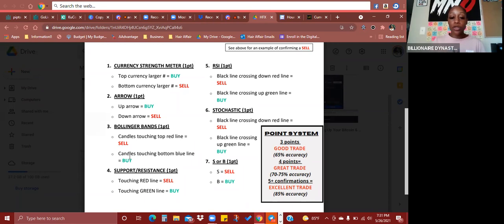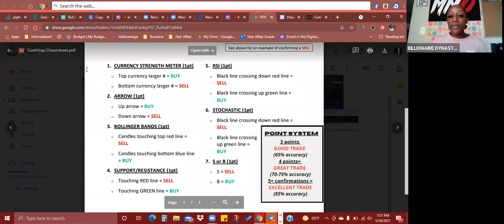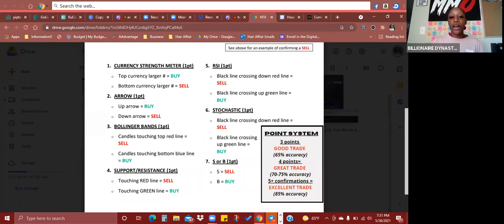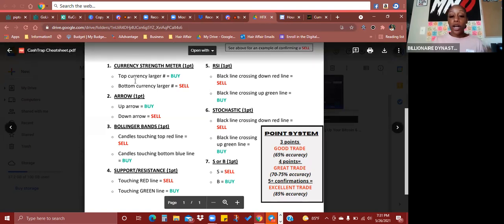But if I'm just relying on just Cashtrap alone, I don't take just good trades, because you have a 65% chance of getting that correct, right? And you have higher chances of getting better percentages if you just wait. So 3 points is only a good trade. You get about 65% accuracy. 4 points, that's a great trade. So you may have currency strength, the arrow, support or resistance, and you may have the RSI, right?